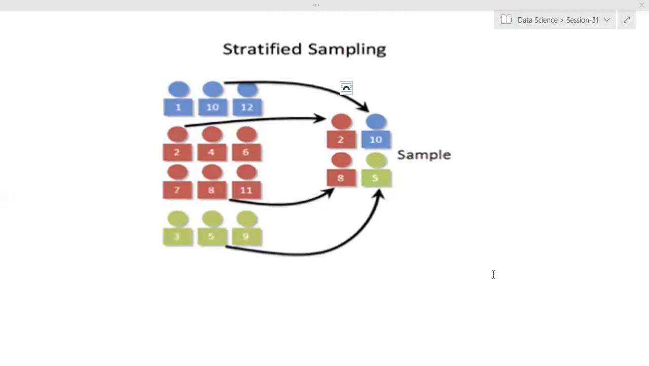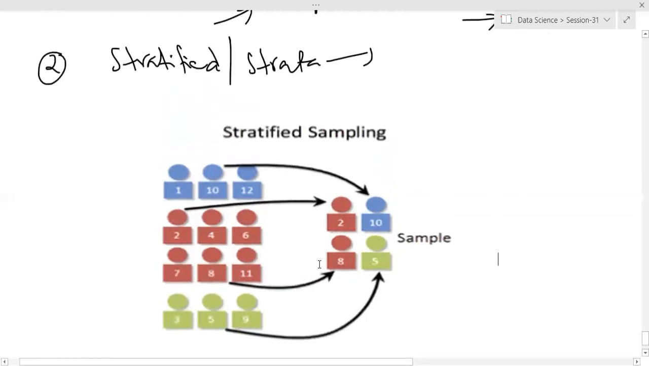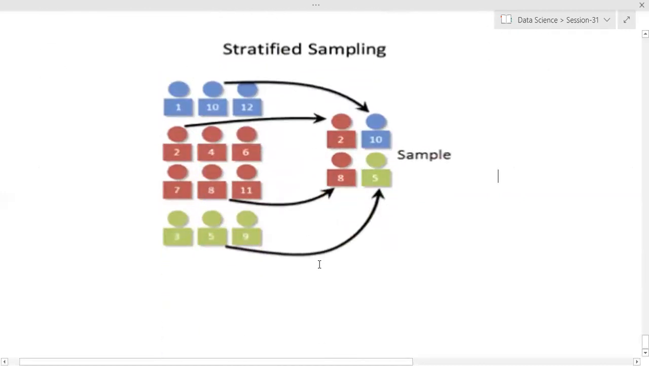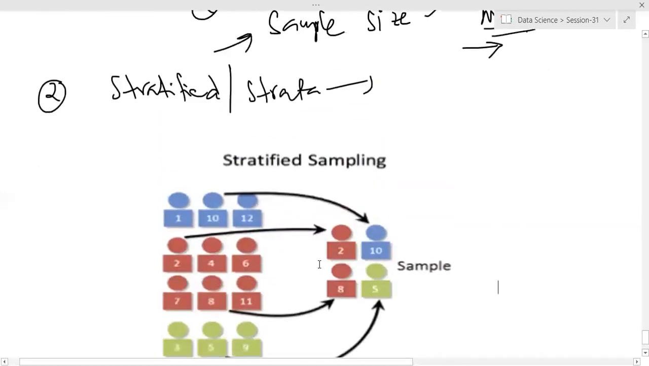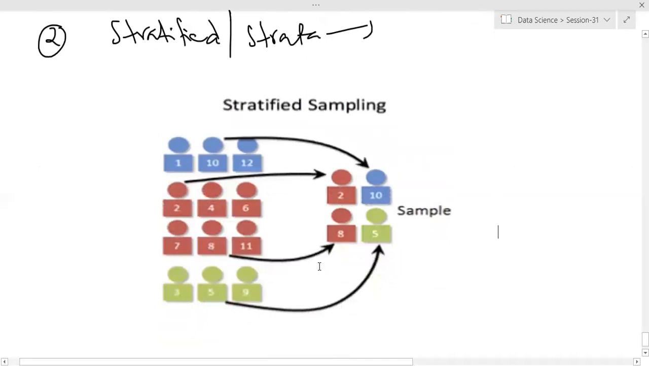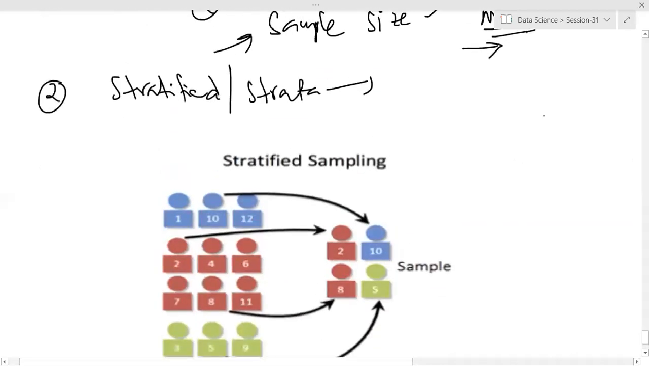Uma, your vaccination is a stratified sampling, no? What is that, Suresh? Vaccination, what you're giving, you're grouping into ages. Maybe 12 to 18. If you take groups from this age to this age, you take samples and you see whether they are vaccinated or not.